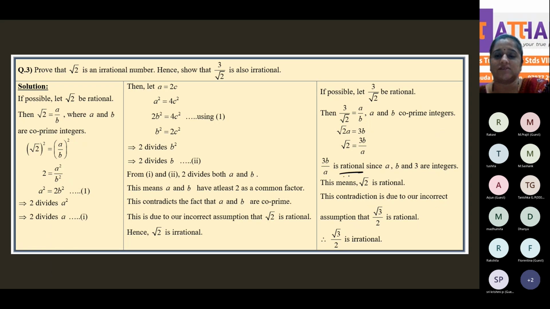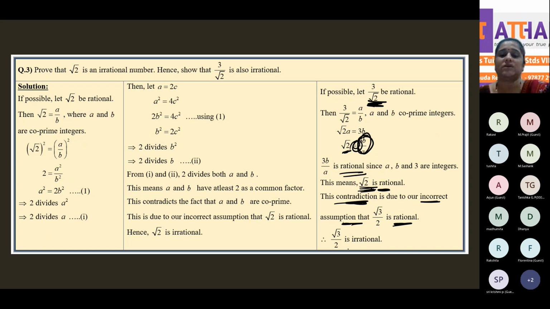We have a rational on one side. That means the other side also should be rational. Root 2 also should be rational. We have 3b by a on one side, which is rational. That means the other side, root 2, because it's an equality, also should be rational. But it's not. So this is a contradiction, and this is because of our incorrect assumption that 3 by root 2 is rational.